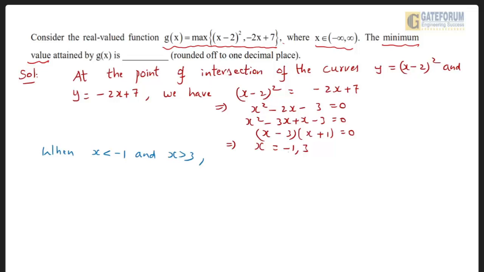Now coming to x greater than 3. Take any value greater than 3. Let us take x is equal to 4. Substitute here. (4 minus 2) whole square is 4. And minus 2 into 4 plus 7 is minus 1. So 4 comma minus 1, which is maximum? 4. So that means the corresponding function (x minus 2) whole square is maximum when x greater than 3.